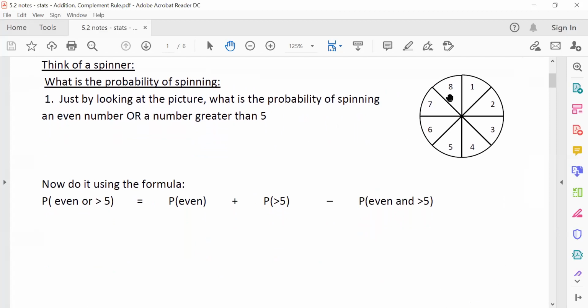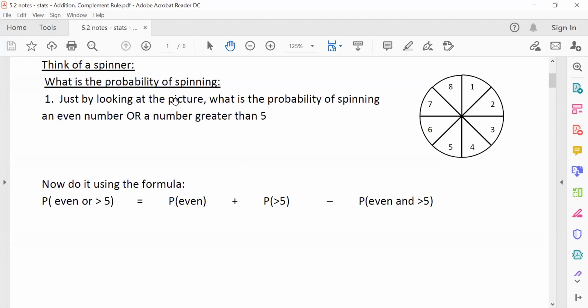So let's look at this spinner. Let's say you take this spinner, you have a little thing in the middle, you flick it, and it's going to stop randomly at one of them once friction overpowers its movement and stops it. Just by looking at the picture, we're going to assume that all 8 of the slices on the pie here are equal sized. Thus, we're going to assume that getting any one of these numbers is just as likely as any other. Just by looking at the picture, what is the probability of spinning an even number or a number greater than 5?